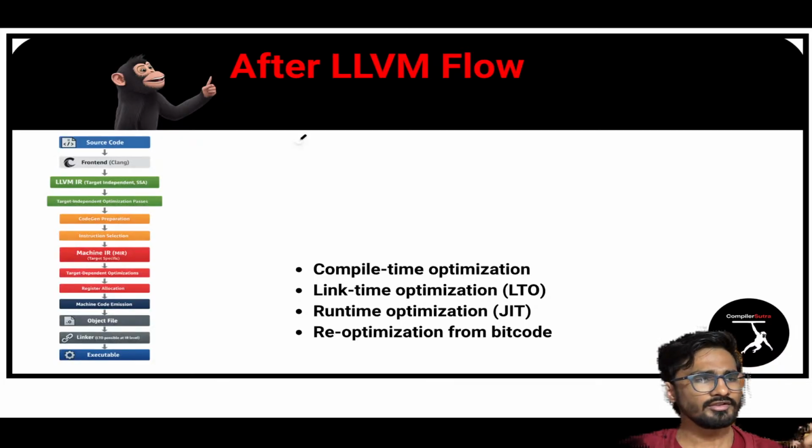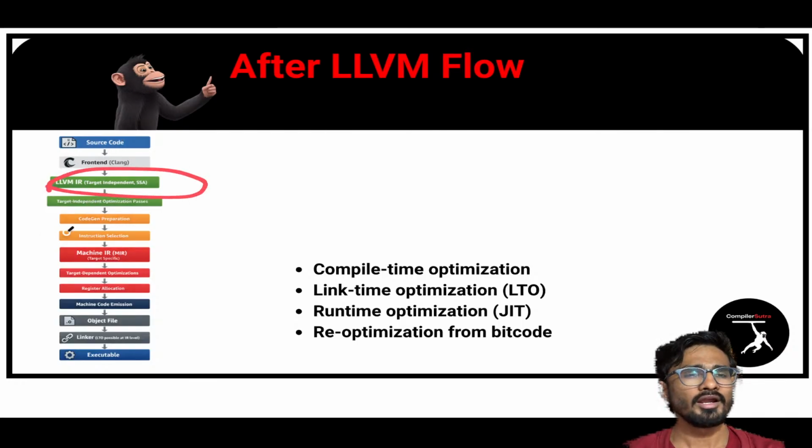So if you see the flow, we have source code, then from source code we generate LLVM IR, and from LLVM IR there are two types of different optimization which compiler designers have done: target dependent and target independent, which we'll talk about later, the difference between them.